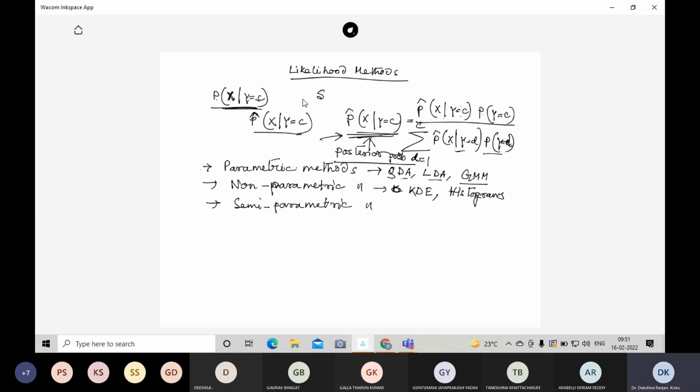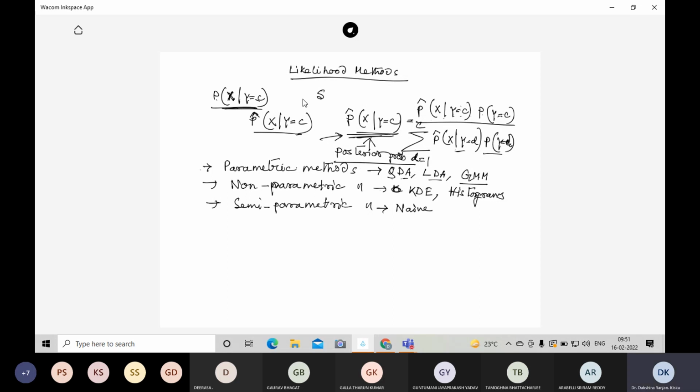Okay, and in semi-parametric method we have already discussed the Naïve Bayes classifier. So Naïve Bayes classifier is one of the semi-parametric methods. Now, why do we call algorithms like quadratic discriminant analysis, linear discriminant analysis, and Gaussian mixture models parametric methods, and others non-parametric methods, and some of them semi-parametric methods?